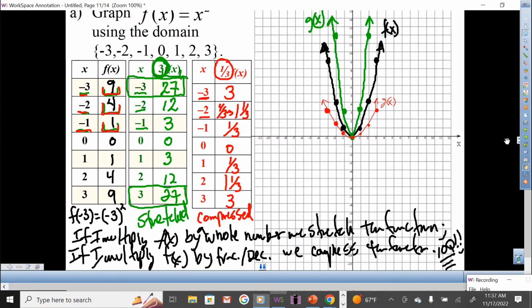Pay attention to this part. Put your utensils down and look up to the screen. Check this out. When I started with my parent function, look up, please. Look at this point and this point. Let me zoom in.